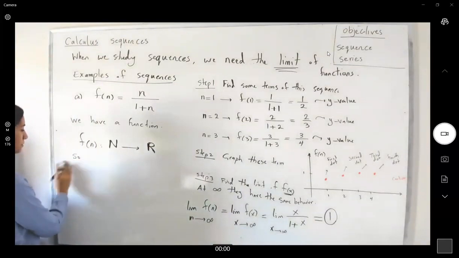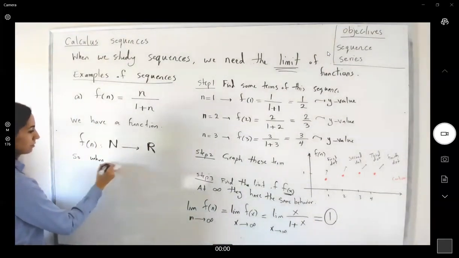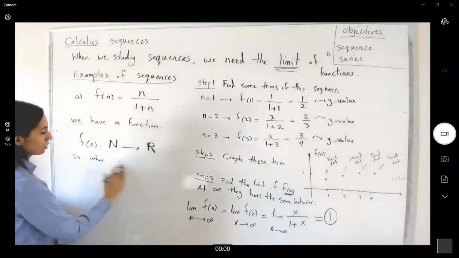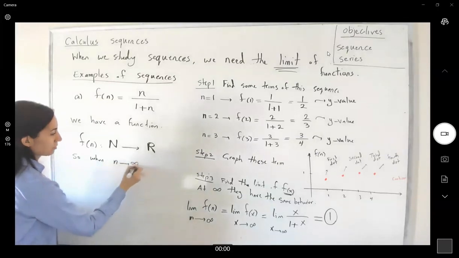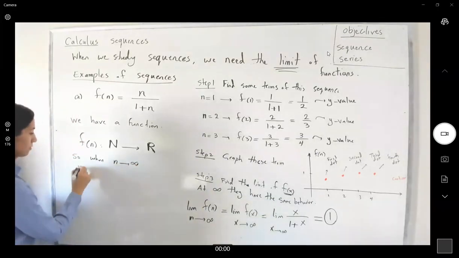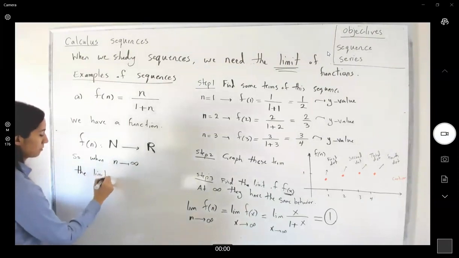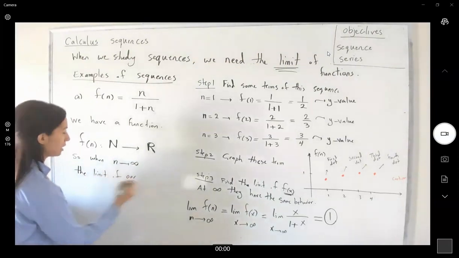So when n goes to infinity, the limit of our sequence is 1.